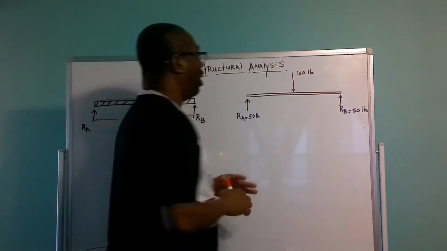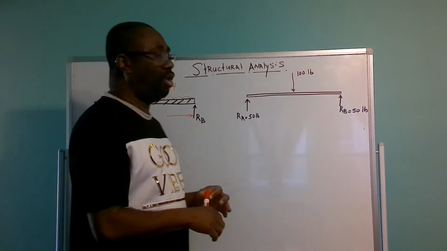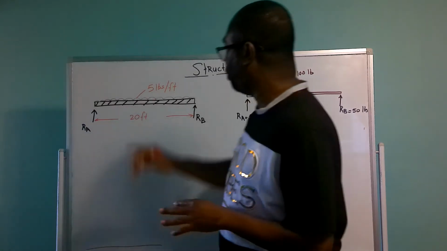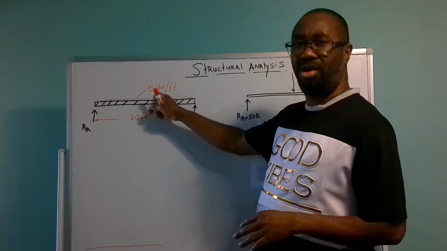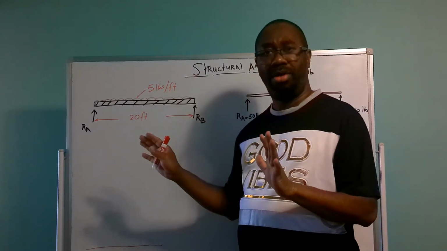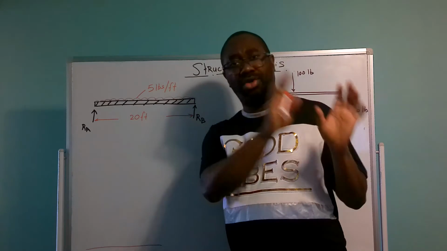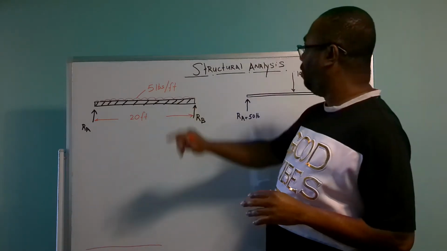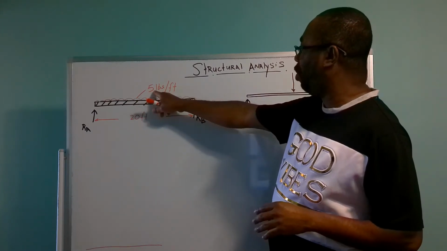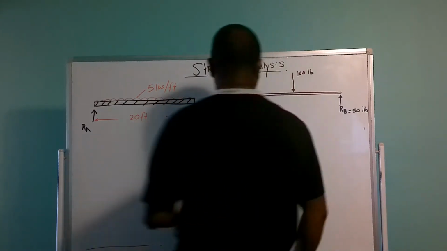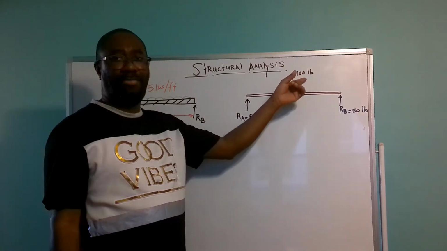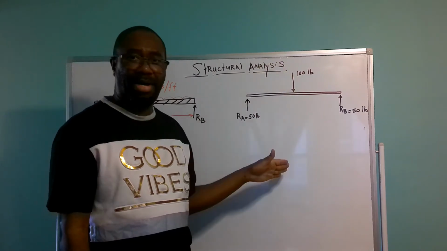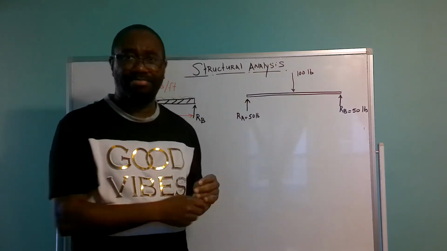Now if you look at the diagram to the right, what I have done is convert this uniform distributed load into a point load. To do that, as I have shown you in my previous example, you simply multiply this 5-pound load by this 20 feet, and we end up with 100 pounds. And I have to put this 100 pounds at midspan, or at the center of this beam.